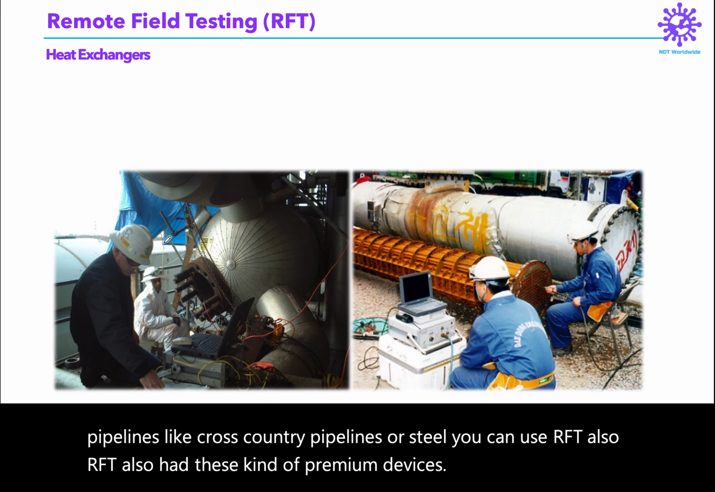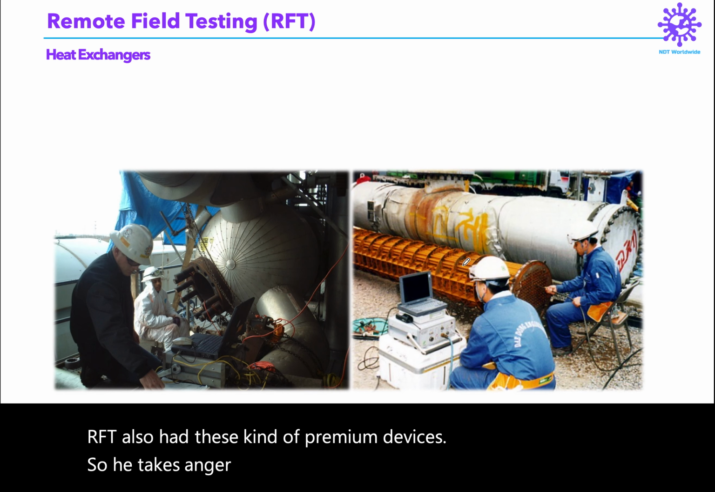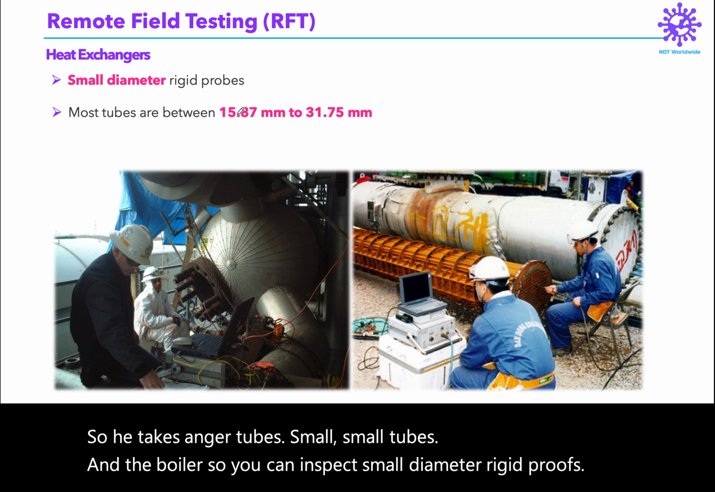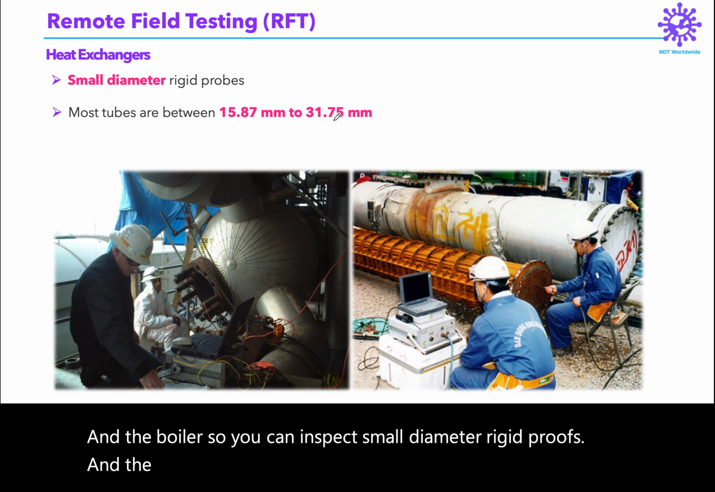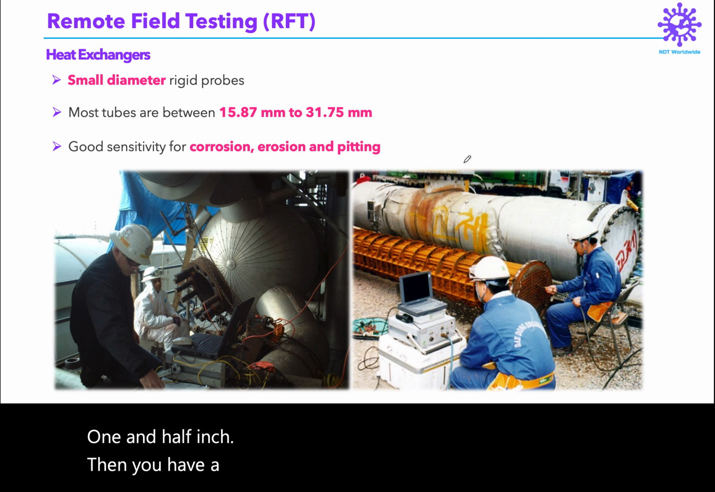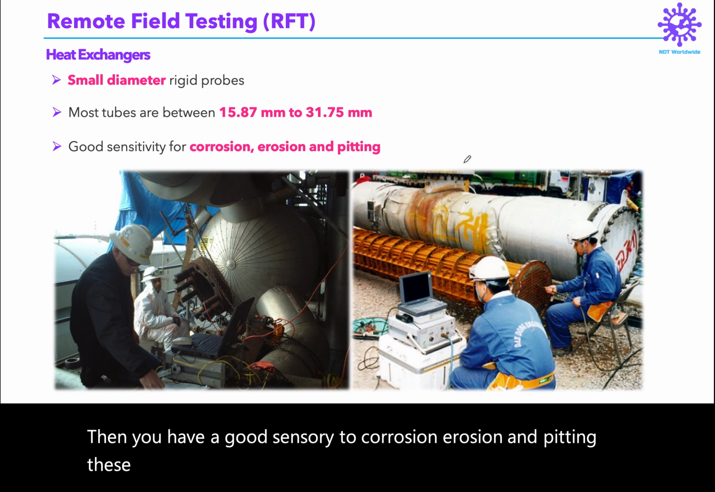For heat exchanger tubes, small tubes, and boilers, you can inspect with small diameter rigid probes, and the tube diameters are almost 15.87 mm, half inch, to 1.5 inch. Then you have good sensitivity to corrosion, erosion and pitting. These three types of discontinuities we are able to detect.